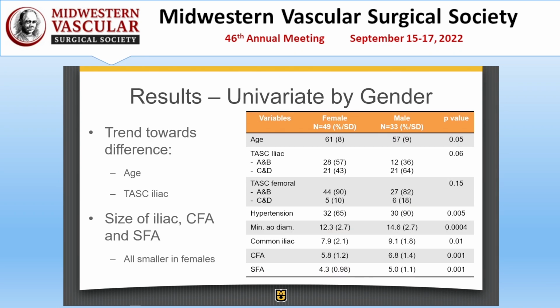When we also split our cohort by gender, we find that there is a trend towards lower ages and more severe iliac TASC classifications for our male patients compared to female, and we found statistically significant smaller sizes of the iliac, common femoral, and superficial femoral arteries in our female population.